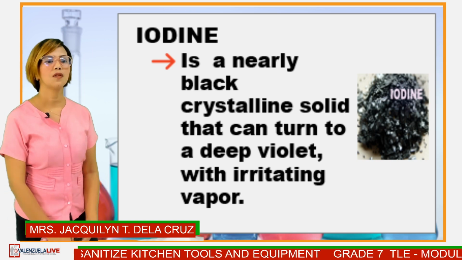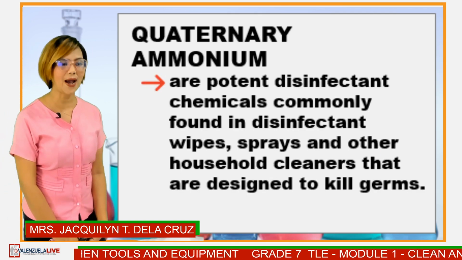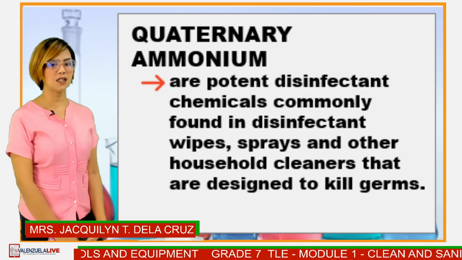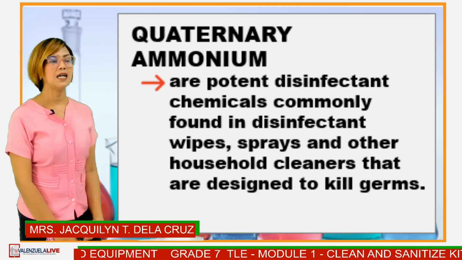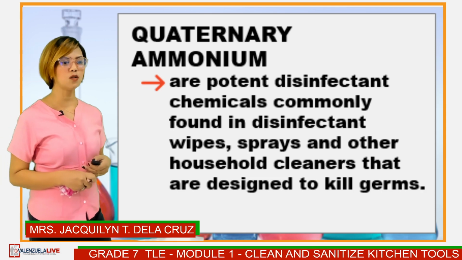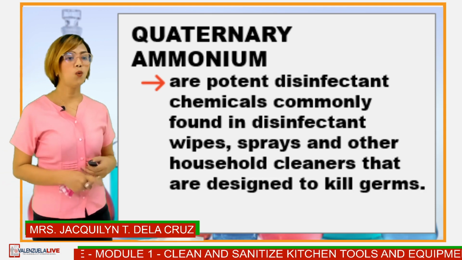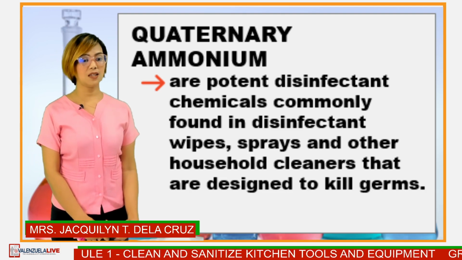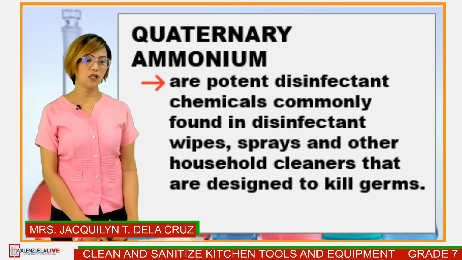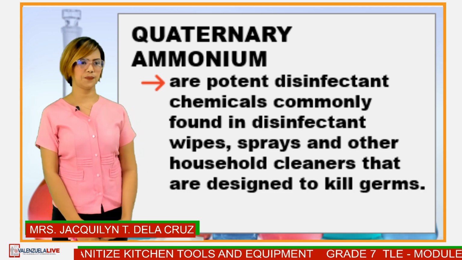Lastly, is the quaternary ammonium or quats, a potent disinfectant chemical commonly found in disinfectant wipes, sprays, and other household cleaners that are designed to kill germs. Once again, these are the 3 approved chemicals that we can use in sanitizing surfaces.